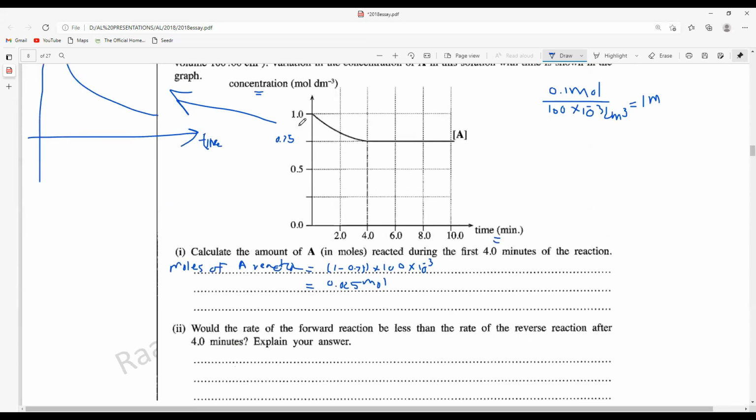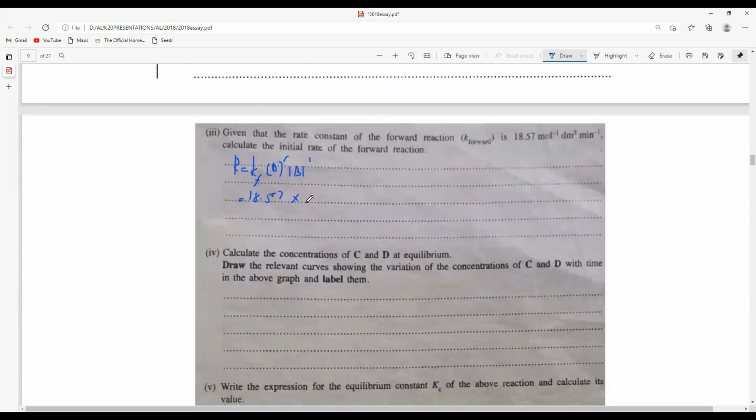So A and B at the beginning is 1m for A, 1m for B. So these are not going to change. So 1m to the power 1 and 1m to the power 1. So your answer would be this one. So put the unit for the rate of the reaction. It will be mol dm minus 3 per minute.